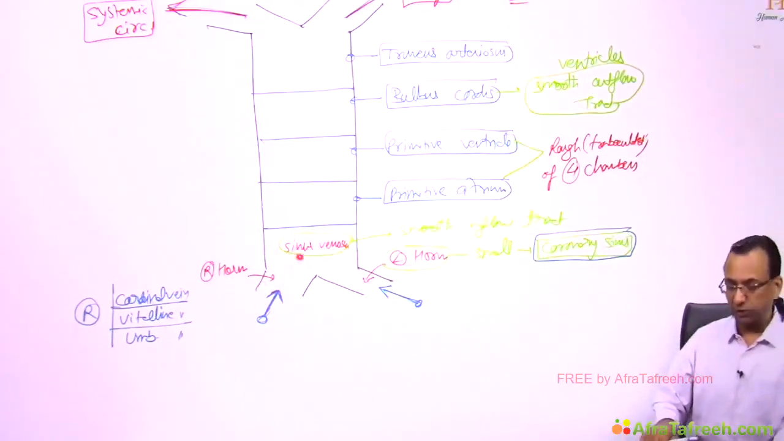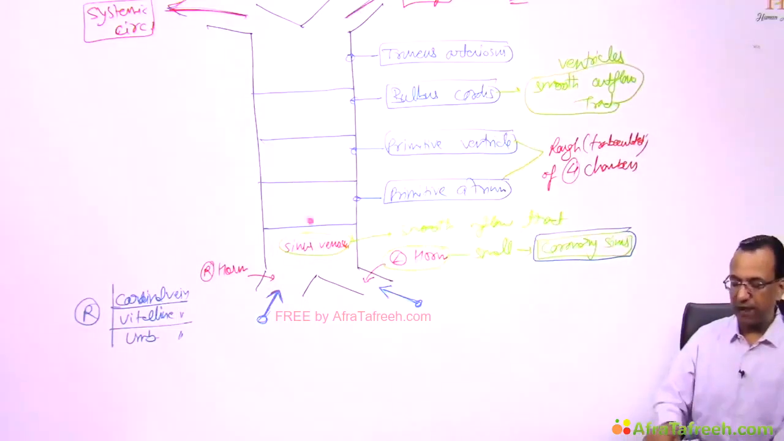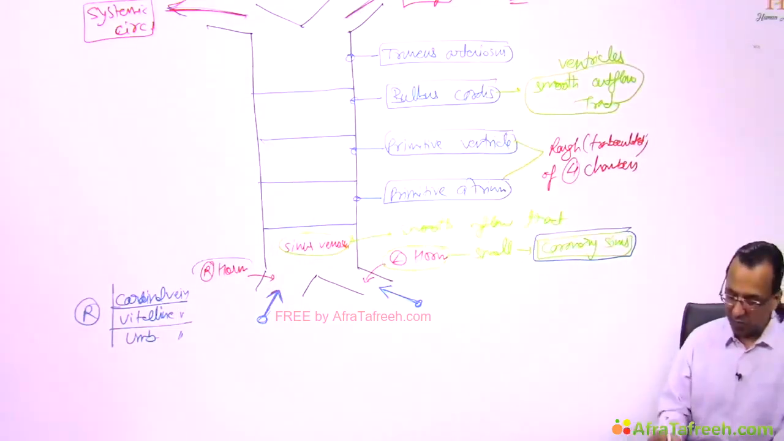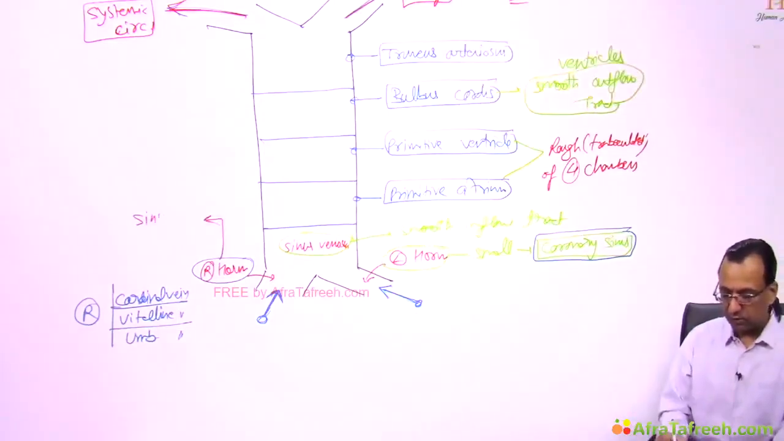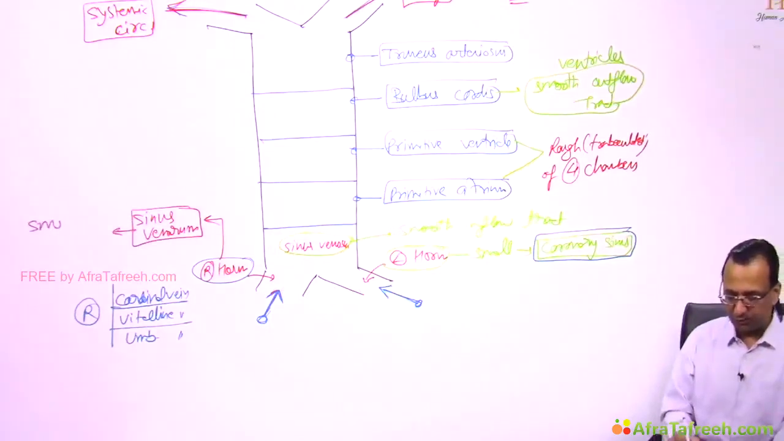The right horn of the sinus venosus? Yes. Actually, the right horn of the sinus venosus is absorbed into the posterior wall of the primitive atrium. And when it is absorbed, the right horn of the sinus venosus is going to give us the sinus venarum. So the sinus venarum is derived from the right horn of the sinus venosus. What is the sinus venarum? The sinus venarum is the smooth posterior wall of the right atrium.